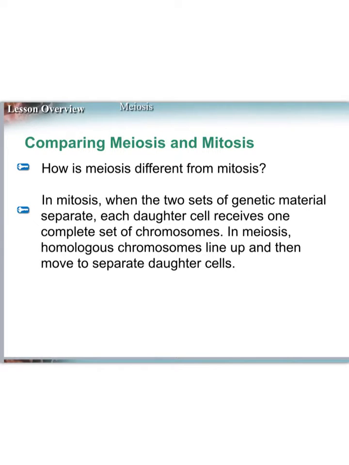How is meiosis different from mitosis? In mitosis, when the 2 sets of genetic material separate, each daughter cell receives 1 complete set of chromosomes. In meiosis, homologous chromosomes line up and then move to separate daughter cells.